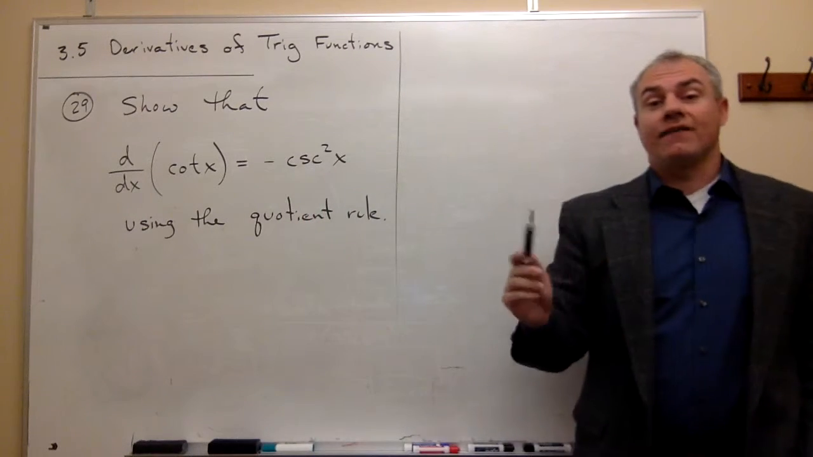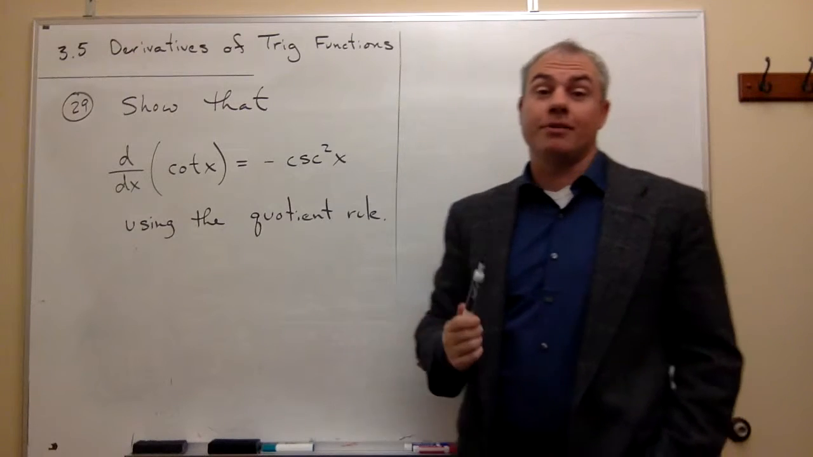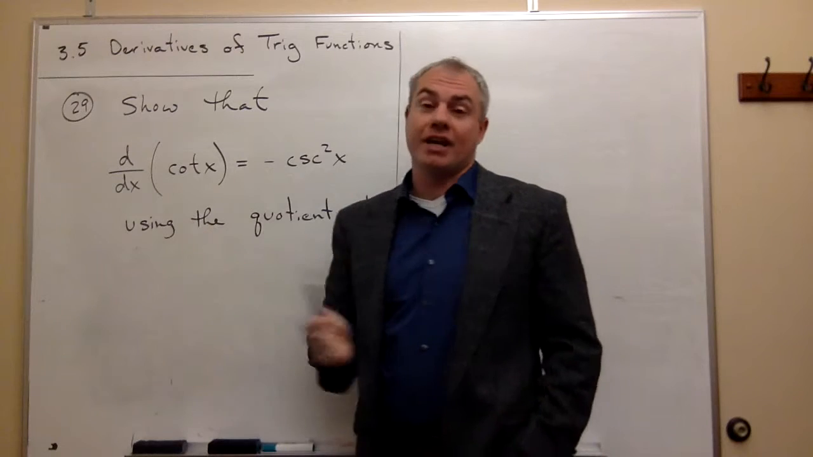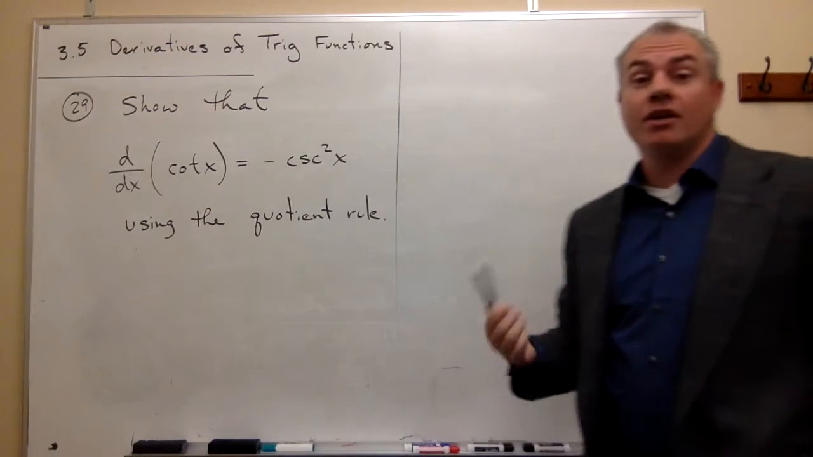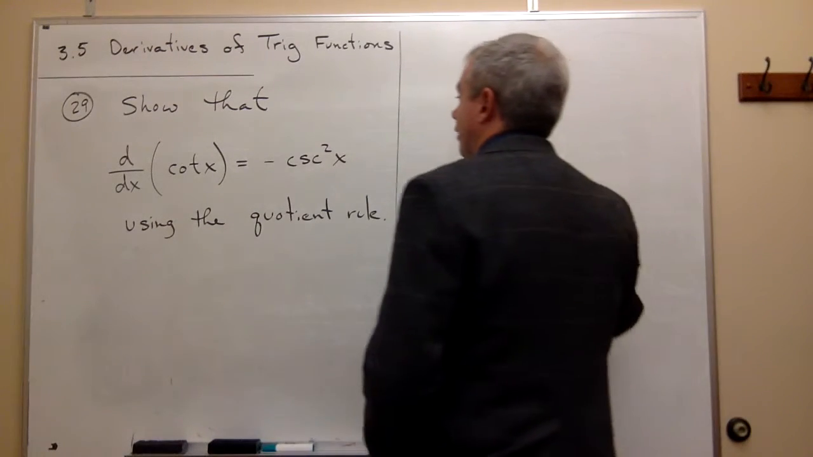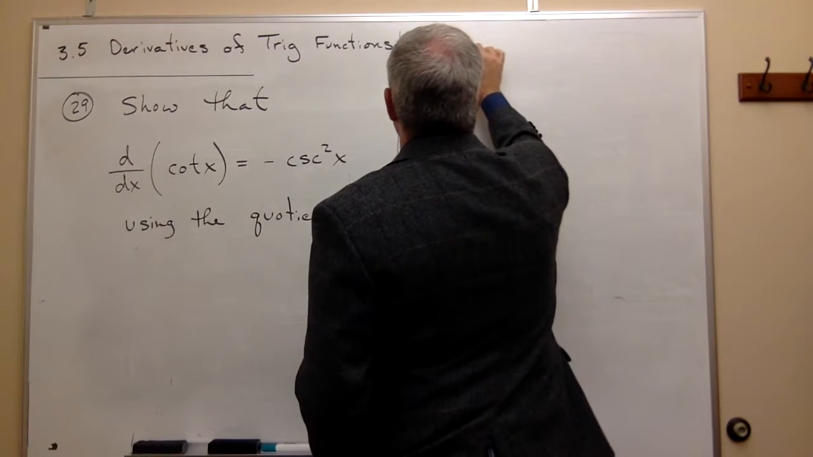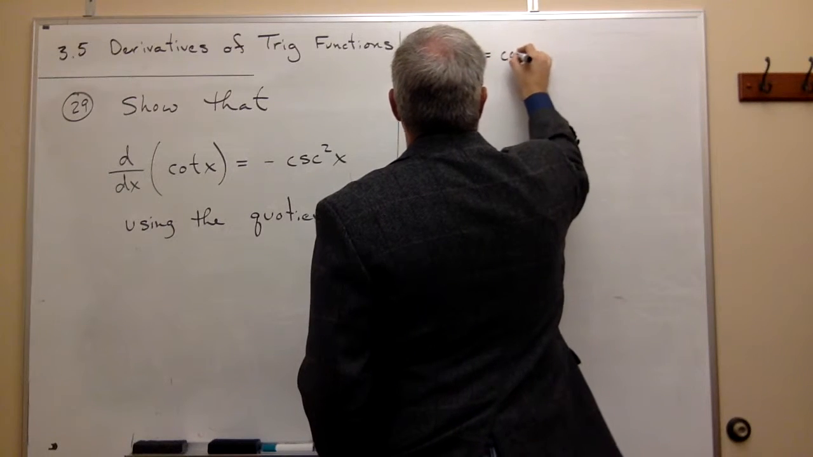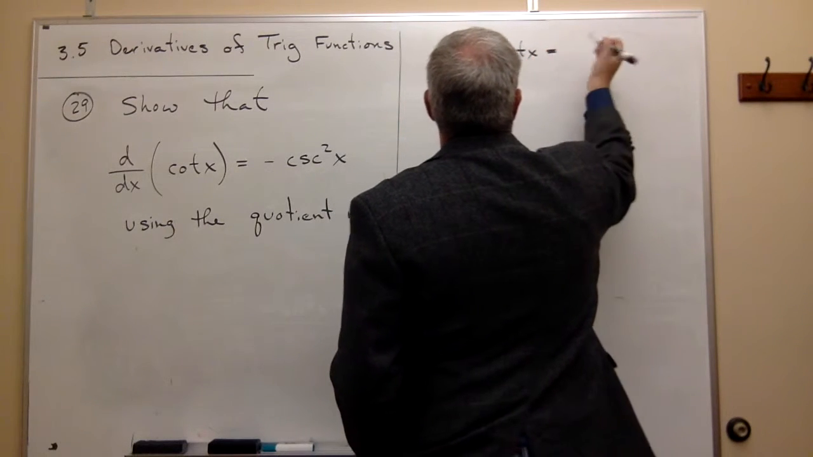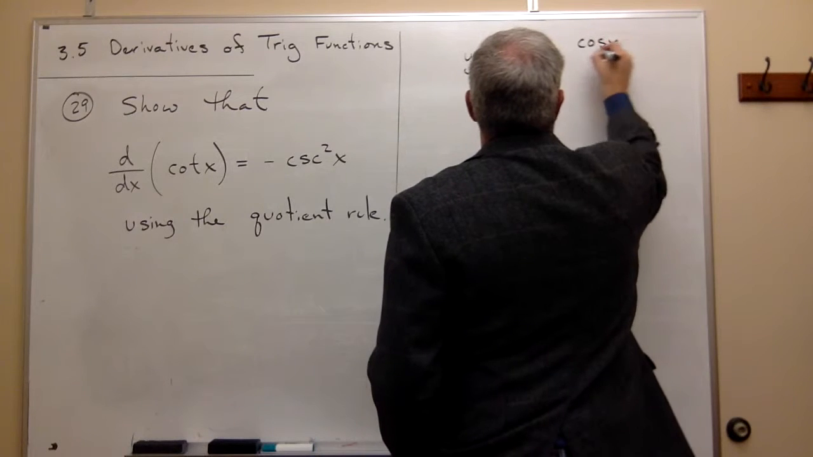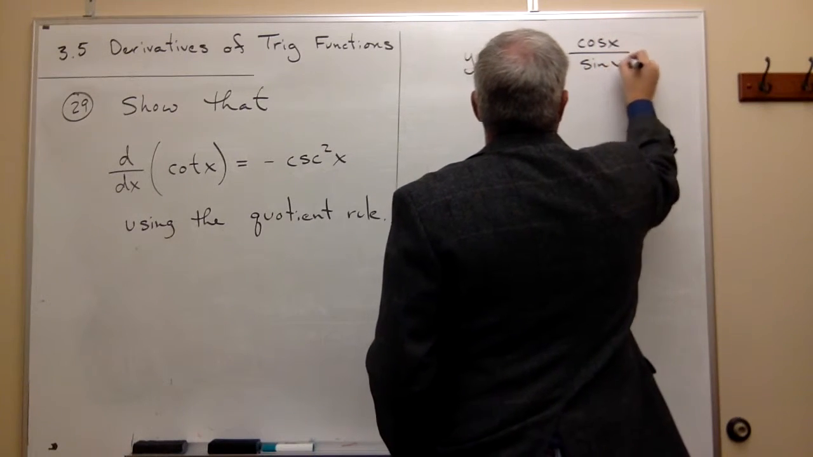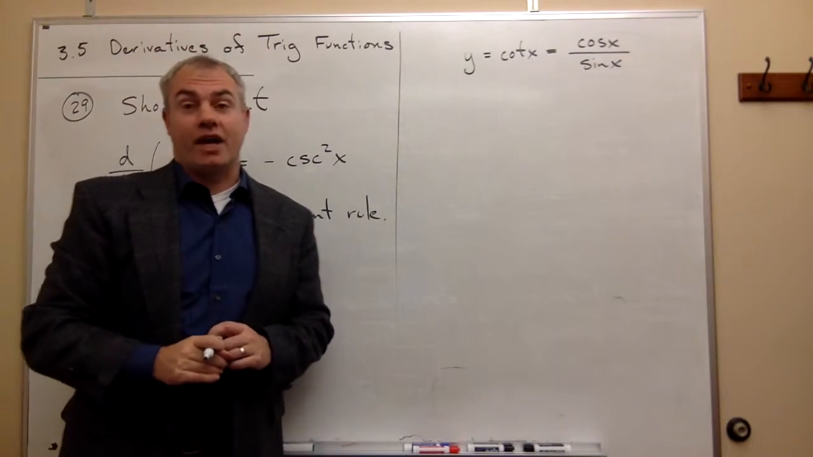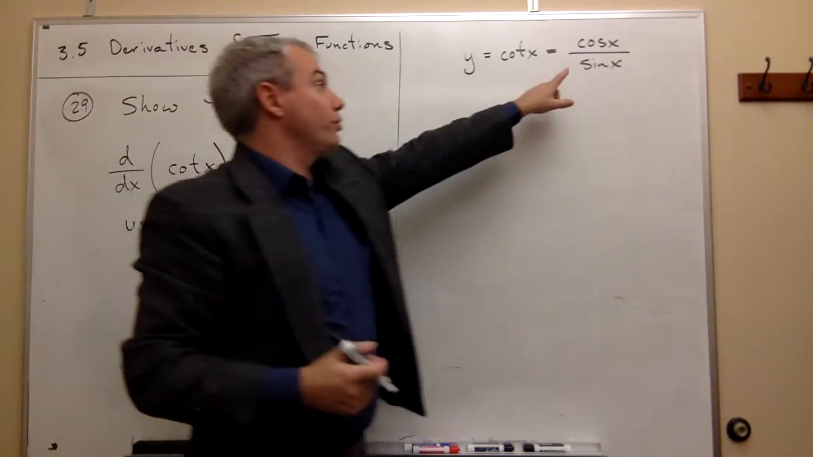Okay. If I'm going to do this, and I'm going to use the quotient rule, it'd be really nice if I had a quotient. So I need to rewrite cotangent of x as a quotient, but I know how to do that. So in other words, I want to write that my function y is equal to cotangent of x, which I could also write as cosine of x divided by sine of x. That's the quotient form of cotangent of x. So now I just want to use the quotient rule on this guy.